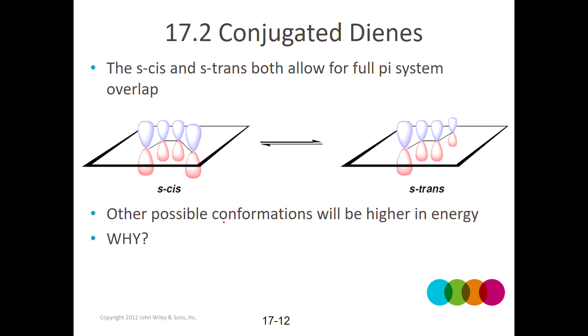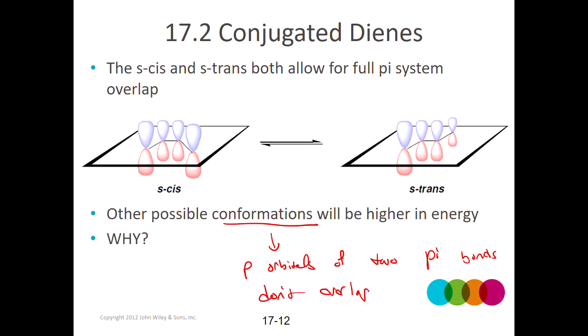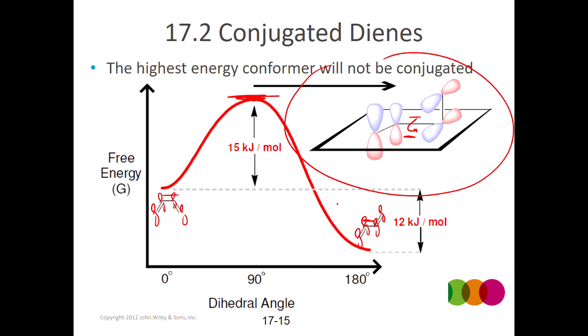What other conformations are there? There's other conformations where the p orbitals of the two pi bonds don't overlap. And that would be higher in energy, right? Because the extra orbital overlap that would occur if everything's in the same plane and all the p orbitals are side by side allows the electron density to spread out over more atoms and be attracted to more nuclei.